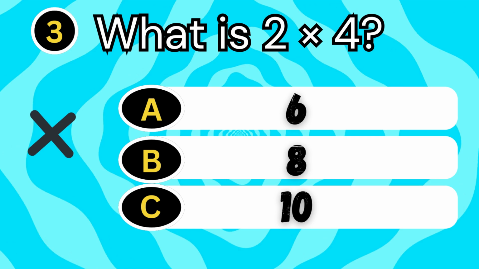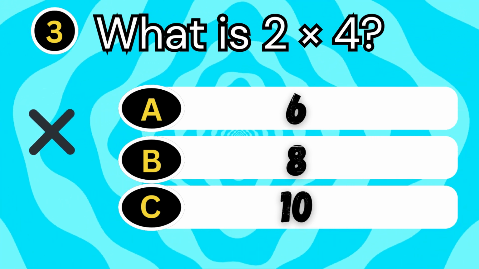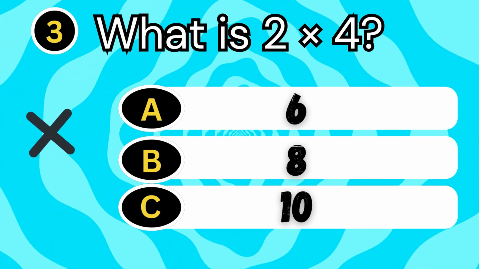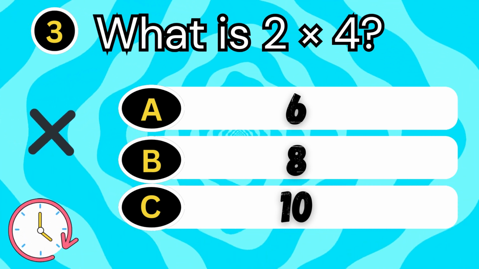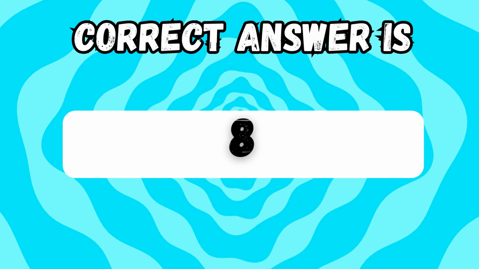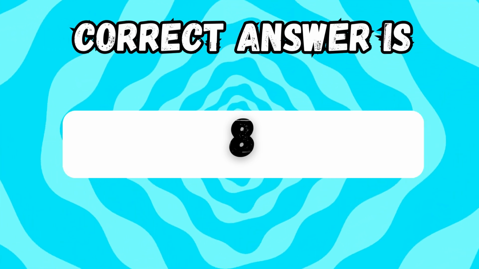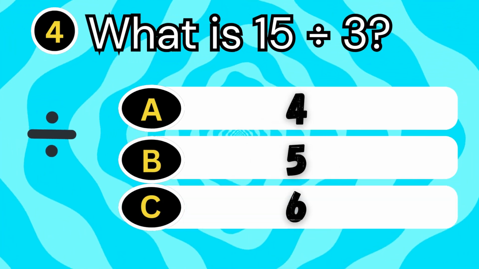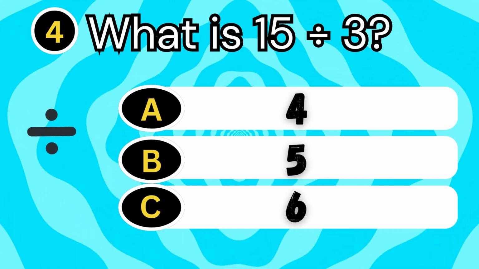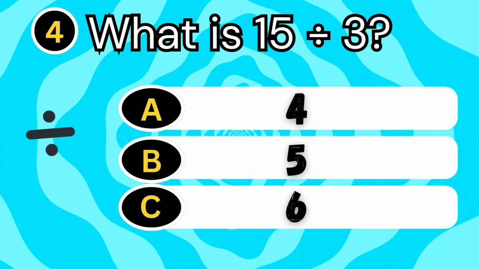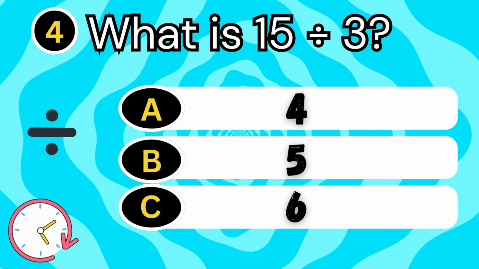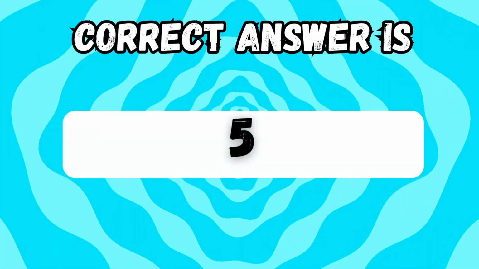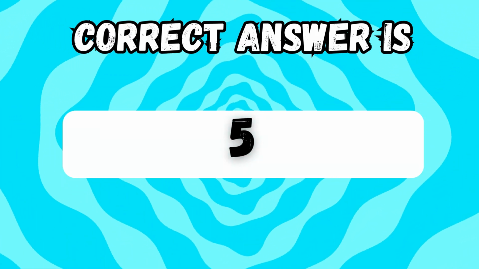What is 2 times 4? 6, 8, 10. The correct answer is 8. What is 15 divided by 3? 4, 5, 6. The correct answer is 5.